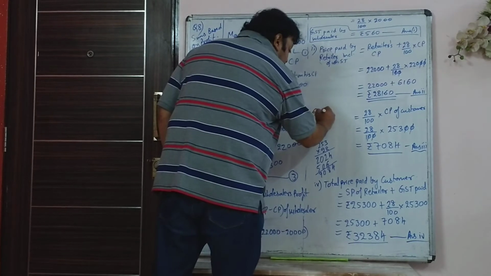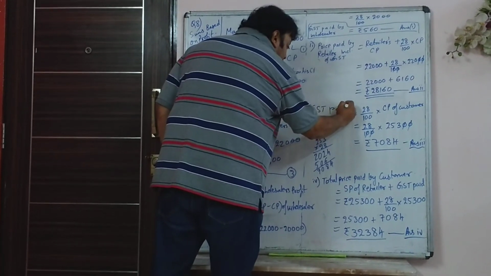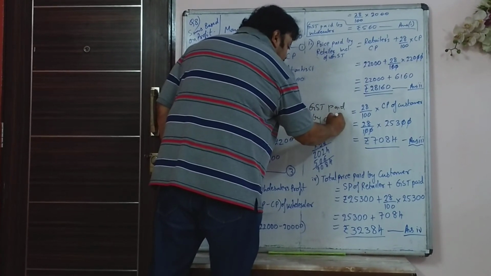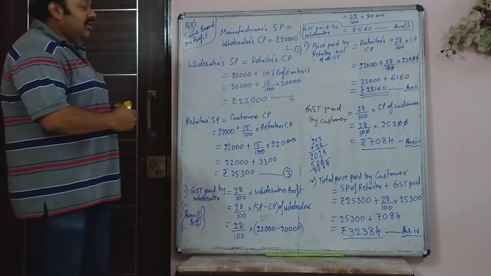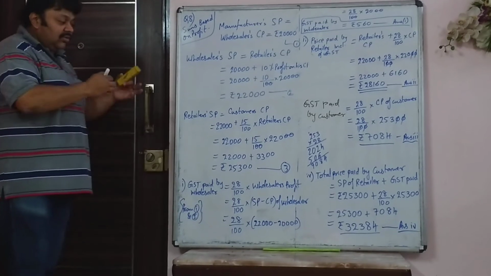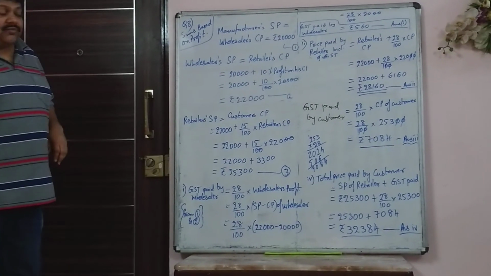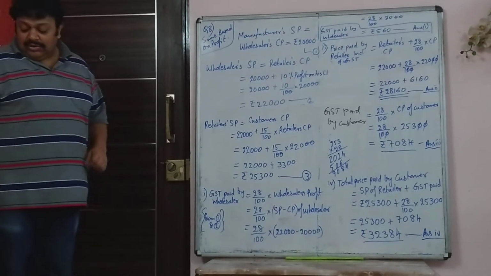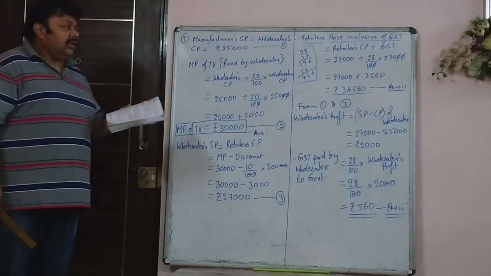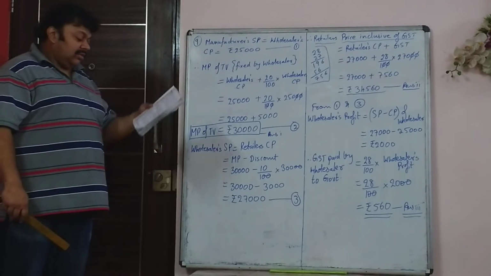This is the GST paid by the customer. On the final price, that is the customer's cost price, the GST is paid. So those are the different parts of this particular 8th sum. Copy it down, we'll do the 9th sum. See the 9th question, quite similar to the 8th question.